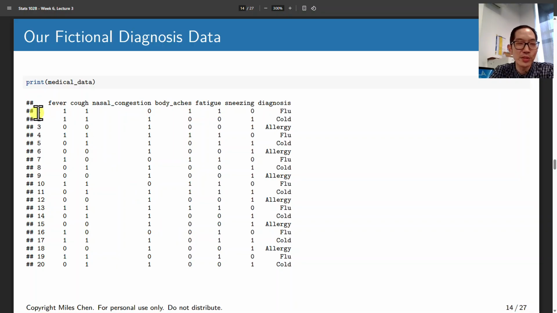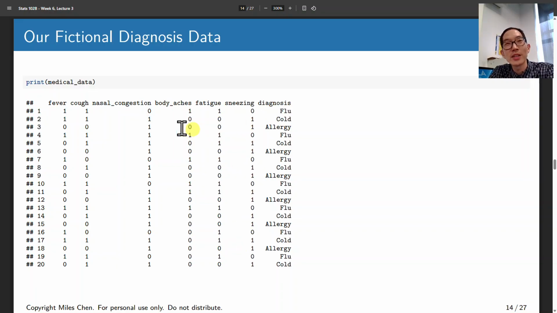So this individual had fever and cough, body aches and fatigue, and their diagnosis was flu, right? And then this person had fever, cough, nasal congestion, and sneezing, but no body aches, no fatigue. They had a cold. This person had no fever, no cough, nasal congestion, no body aches, no fatigue, but sneezing, and we'll say that was allergies, okay? And so on and so forth.